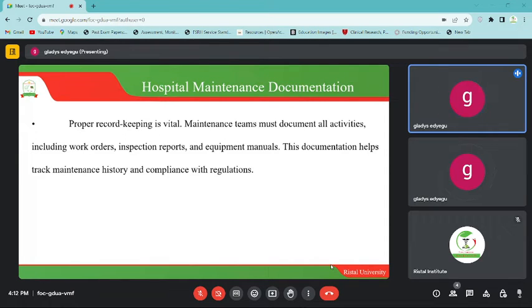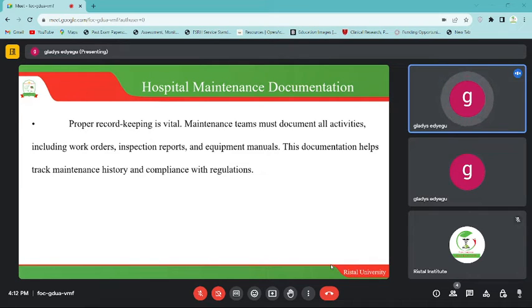There is a parable that says that anything that is not documented is actually not done. So proper record keeping is very vital in hospital maintenance and the repair of different systems, equipments, and other infrastructures. Maintenance teams must document all activities, including work orders, inspection reports, and equipment manuals. This documentation helps us to track maintenance history and compliance with regulations on how these infrastructures, these systems, these equipments are supposed to be maintained or repaired.